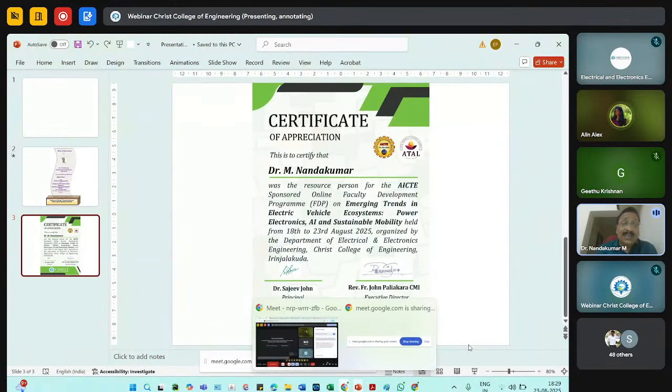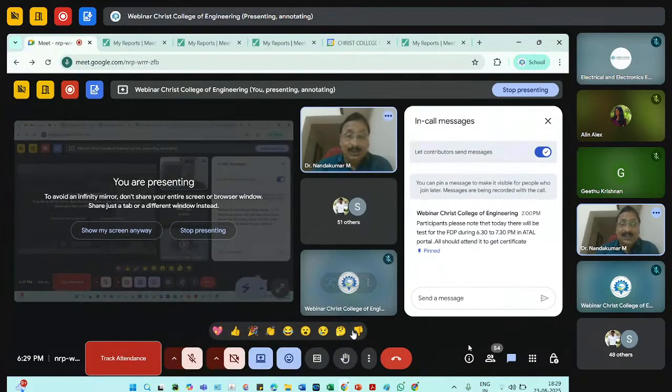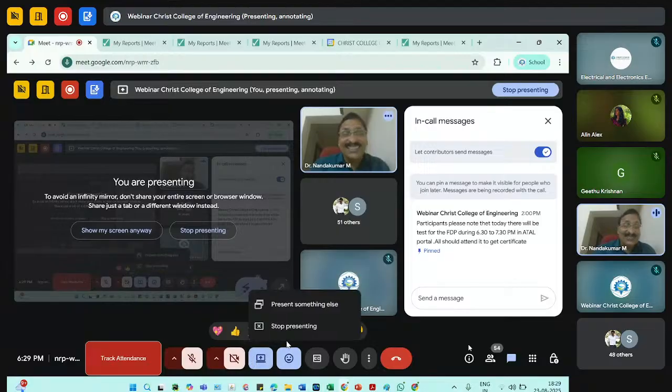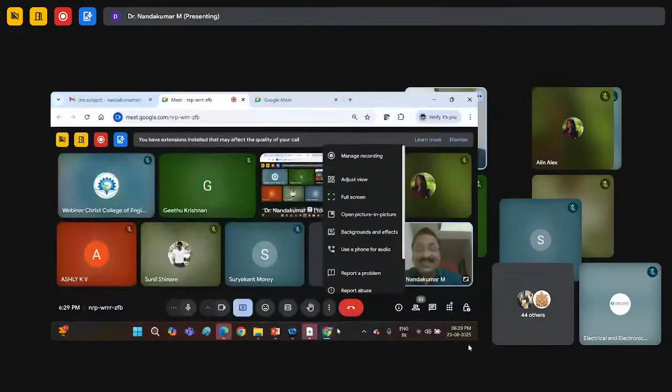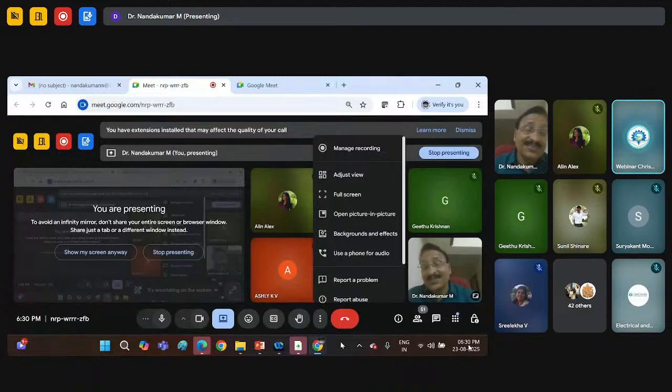Okay, thanks a lot. Thanks a lot to the coordinators for giving me a chance to share the topic I covered with my colleagues. We also thank Nandakumar sir for taking time and putting in great effort to take this session in a very detailed manner. It will be very helpful for the research scholars as well as the faculties who are doing research in this area.